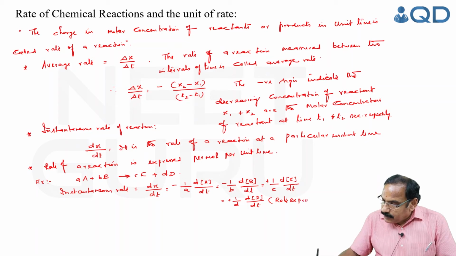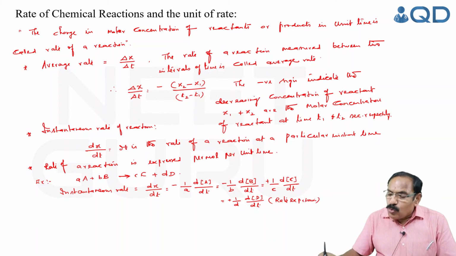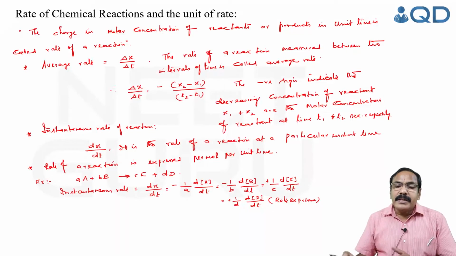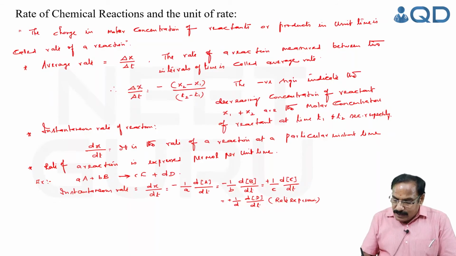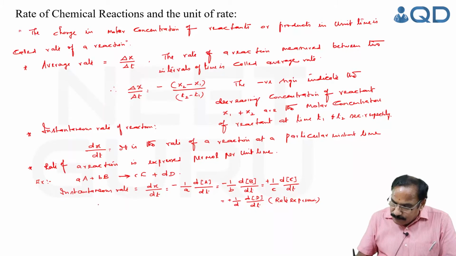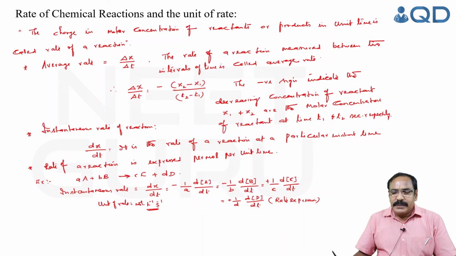Now, what is the unit of rate? Rate is dx by dt. Therefore, the unit is mole per liter per minute or mole per liter per second. The unit of rate is mol L^-1 s^-1, or time inverse.